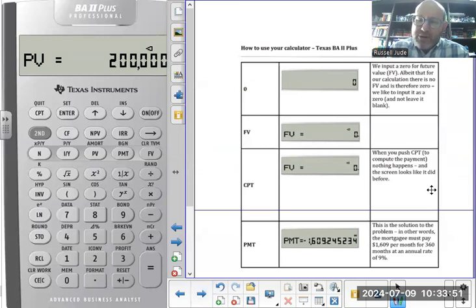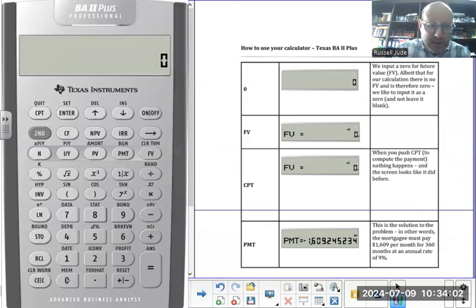My future value of this loan is going to be 0, because remember, after the 30 years, after the 360 payments, the value of the loan is 0 because we've paid it off. So let's put 0 in as the future value.